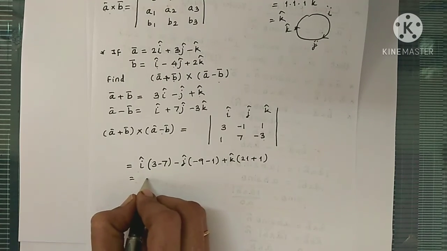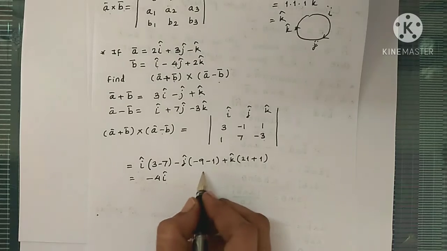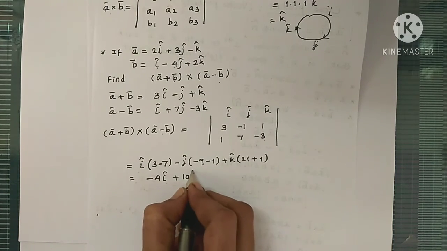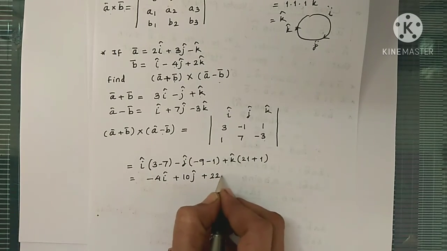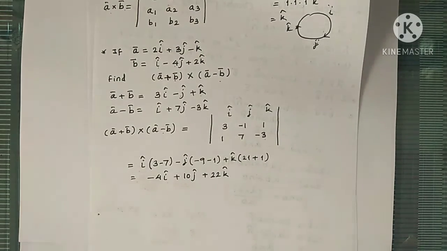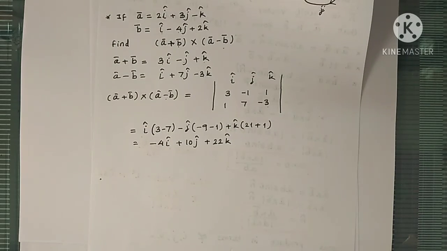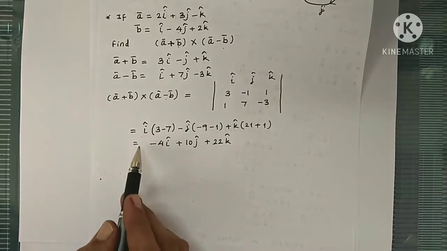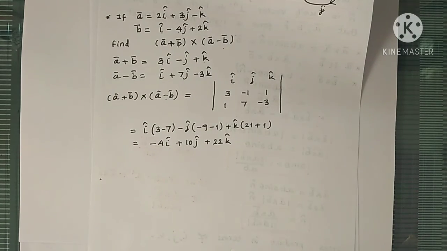So it is minus 4 i cap, minus 9 minus 1 is minus 10, so plus 10 j cap, and the last one is 22 k cap. Don't divide by 2, because the result is not equal to 0. We are just finding the value of a bar plus b bar cross a bar minus b bar. If it were equal to 0 or equal to something, then we could divide by 2, or here we can just take 2 common. So this is the answer for a bar plus b bar cross a bar minus b bar.